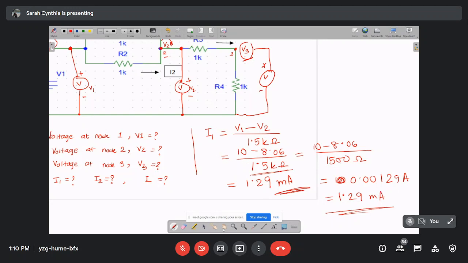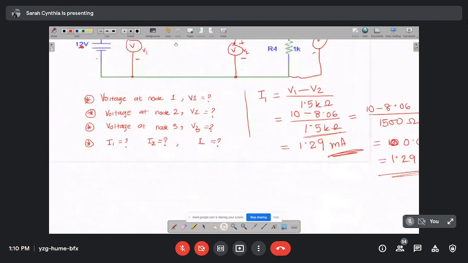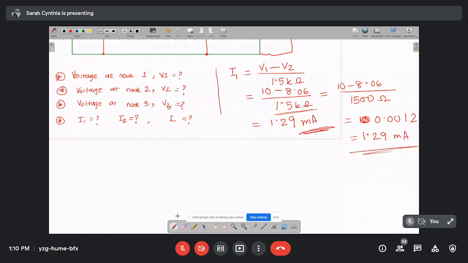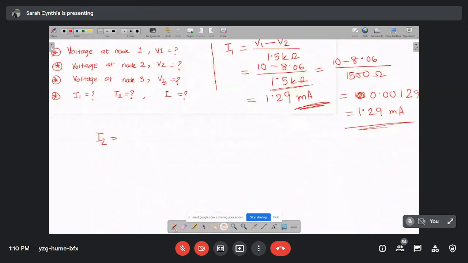Okay. So we have solved for I1. Can we not solve I2? How can we solve I2? R2 has the same voltage difference, right? So V1 minus V2 by R2. Very good. So we can solve V1 minus V2 divided by R2, right? So I2 we can find, and it will also be in milliamperes.